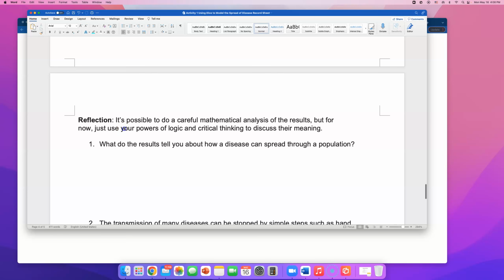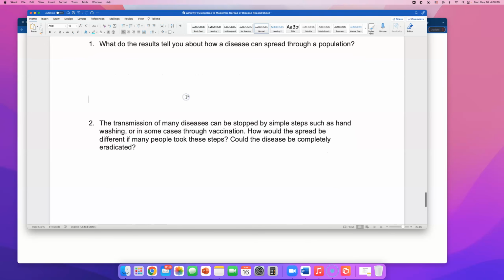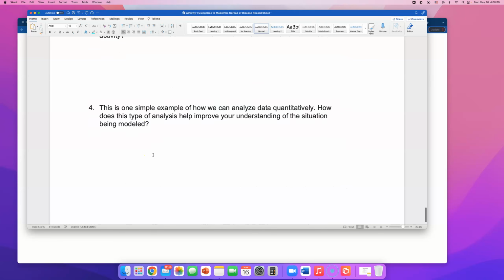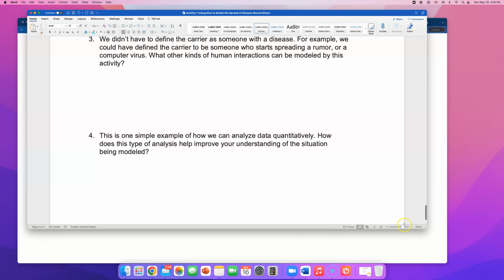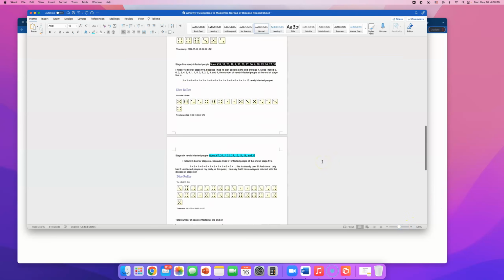You know, it says use your powers of logic and critical thinking. I'll read it and probably just grade your answers, but you go ahead and type up your answers to these 4 questions after doing that exploration.